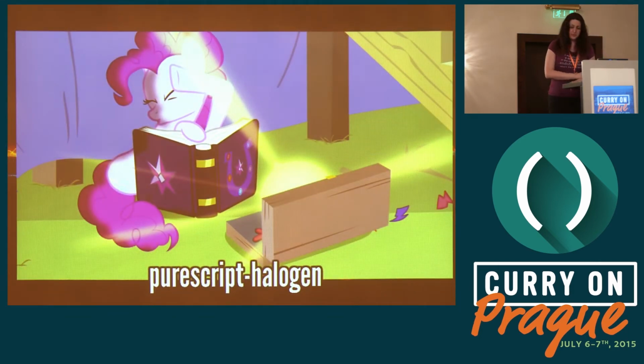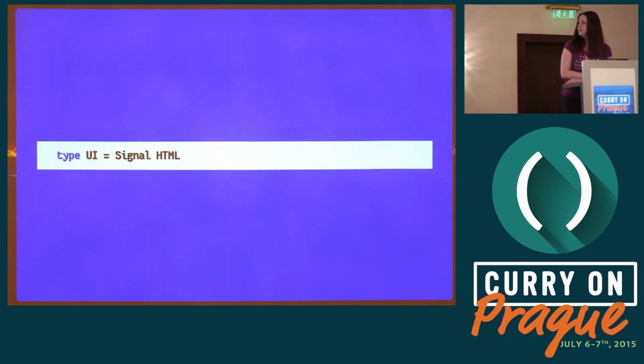What I'm going to be doing for the rest of this talk is show you PureScript Halogen, which is the UI library that is sort of heading towards dominance in PureScript. It's based essentially on the same principles as Elm, except it goes somewhat further. The application in Elm looks essentially like this.